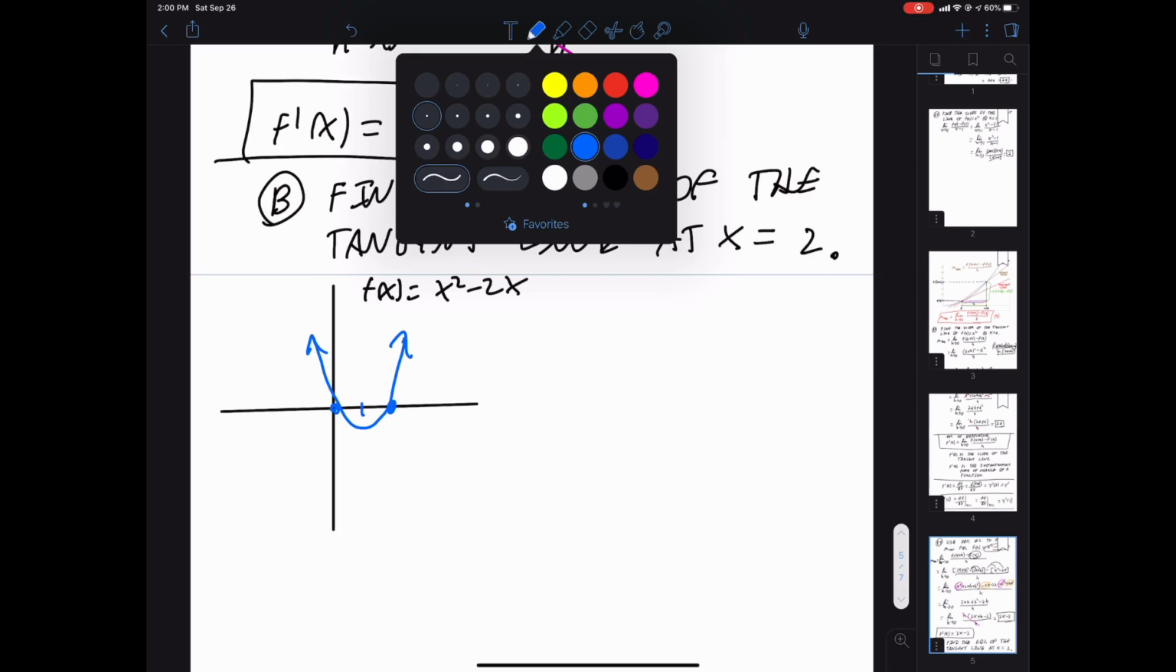It's almost like I'm in slow-mo. What's going on? Pick the red. I don't know what I'm doing.